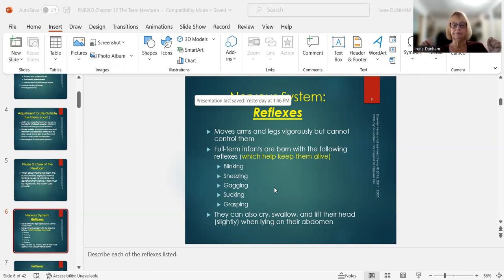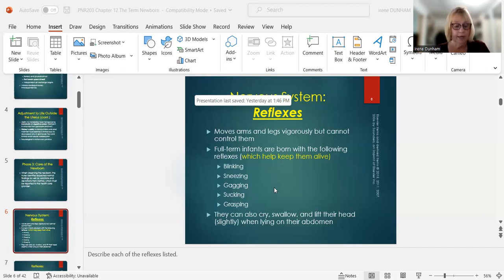Now, these are really important. So when your mommy is breastfeeding, what am I looking at? I'm looking to see how that baby sucks. Can I hear him swallowing? That's another one. And then gagging. Is he gagging? I want to make sure that he has these reflexes so that they can actually help him.